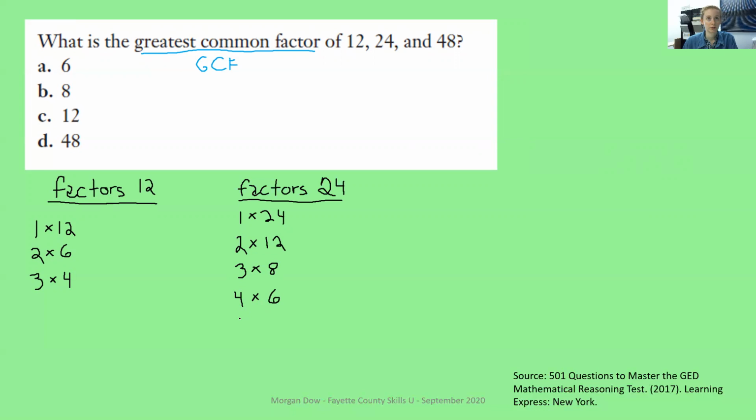5 is not a factor of 24, sorry, I misspoke. 5 is not a factor of 24, because if we try to do 5 times something equals 24, it's going to be a decimal number. We're just working with whole numbers right now when we talk about factors. So 5 won't work. We get to 6, but 6 is already on our list, so we know that we're done. And finally, let's list our factors of 48.